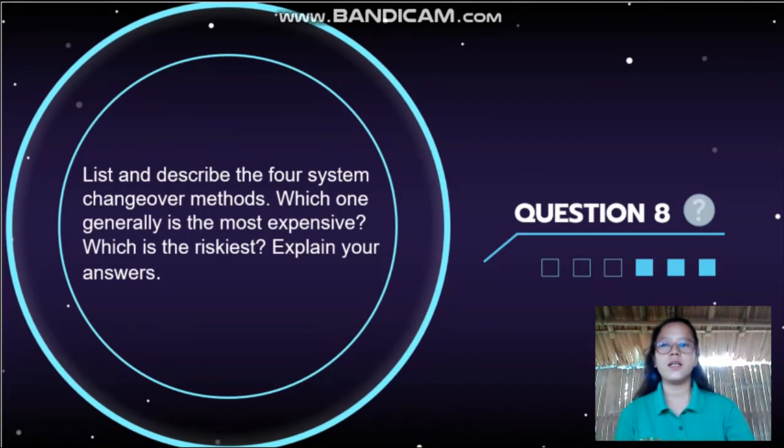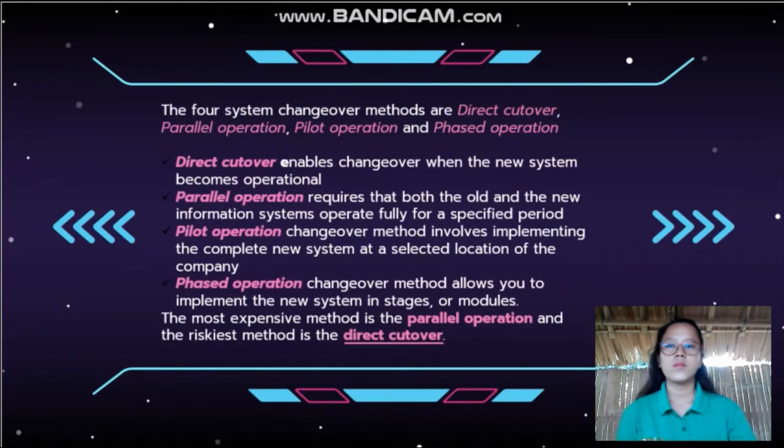Question number 8. List and describe the 4 system changeover methods. Which one is generally the most expensive, which is the riskiest, and explain your answer. The 4 system changeover methods are direct cutover, parallel operation, pilot operation, and phased operation. Direct cutover enables changeover when the new system becomes operational.